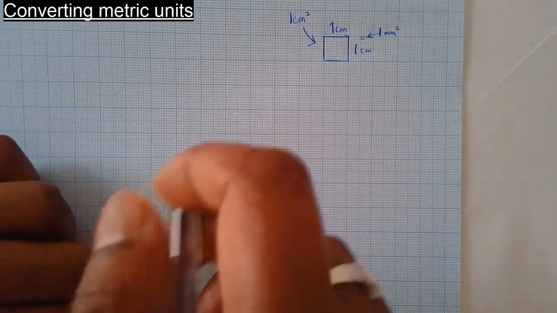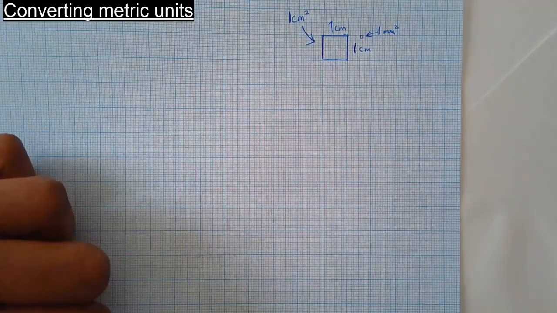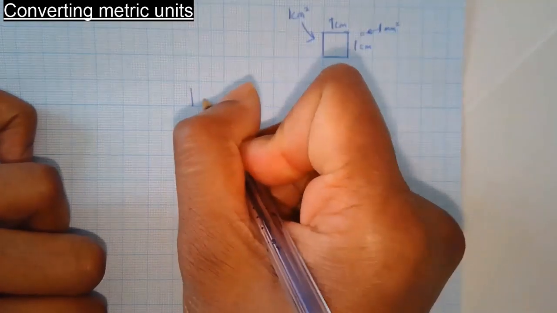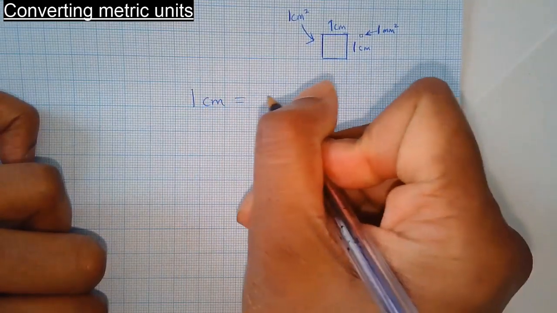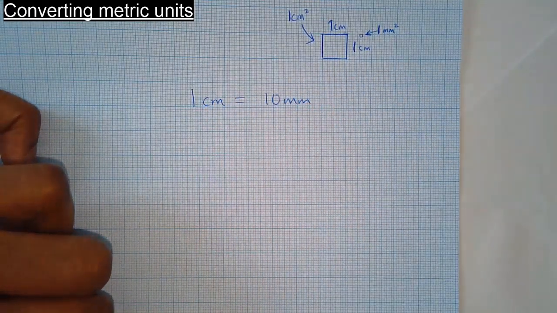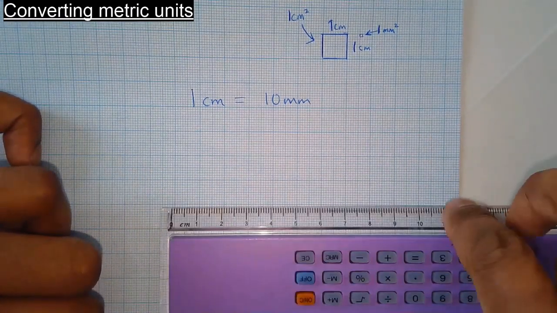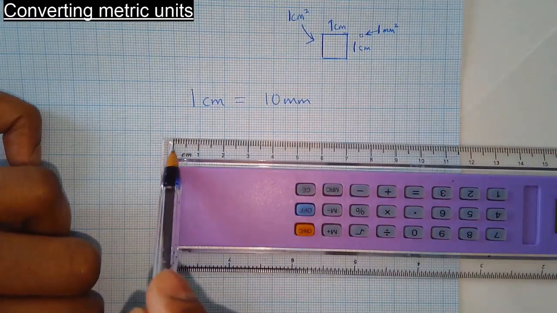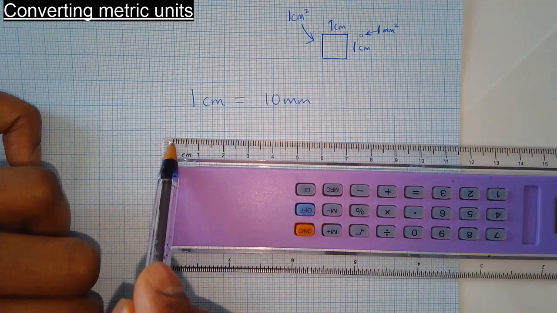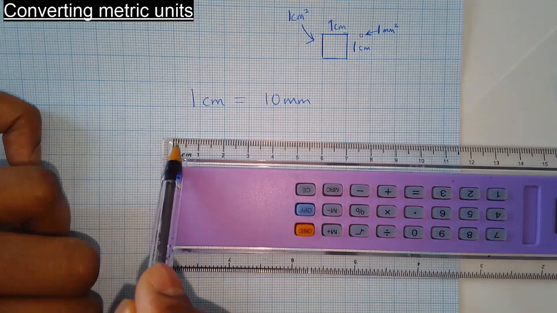We already know that the connection between, let's say, 1 centimeter is equal to 10 millimeters. You can see that for yourself on the ruler. That's 1 centimeter. Those little marks there, there's 10 little marks representing 10 millimeters.